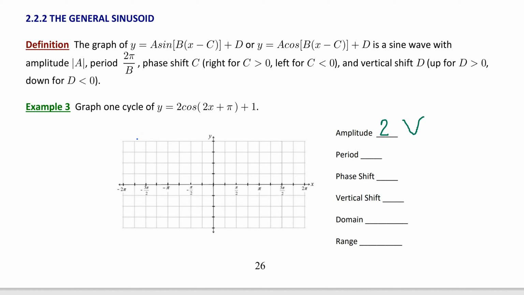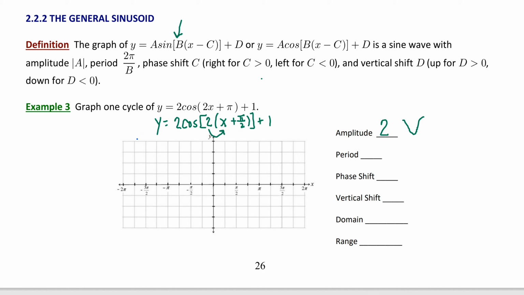Remember, if that number were negative, then we would reflect that graph across the x-axis or invert the cosine wave. Now, to calculate the period, we need to determine this coefficient b. Notice again, the argument is not in factored form. So inside the argument, I'm going to promote those parentheses to brackets. I'm going to factor out the coefficient of x, which in this case is 2, and that's going to cause this second number to be π/2.